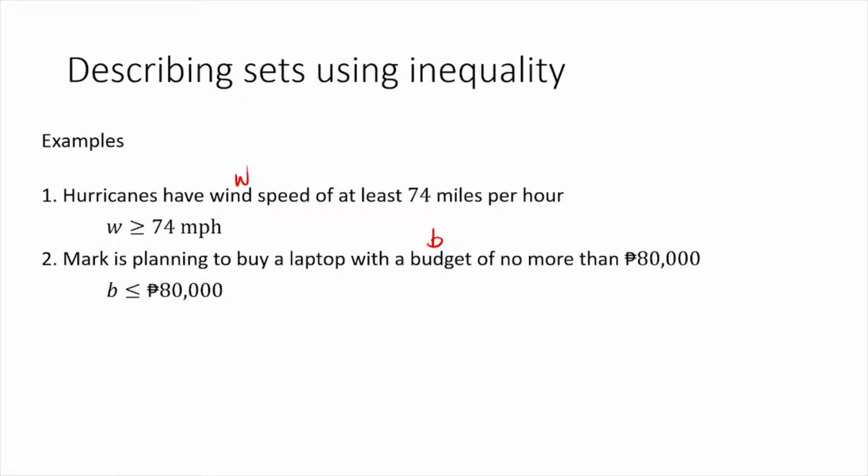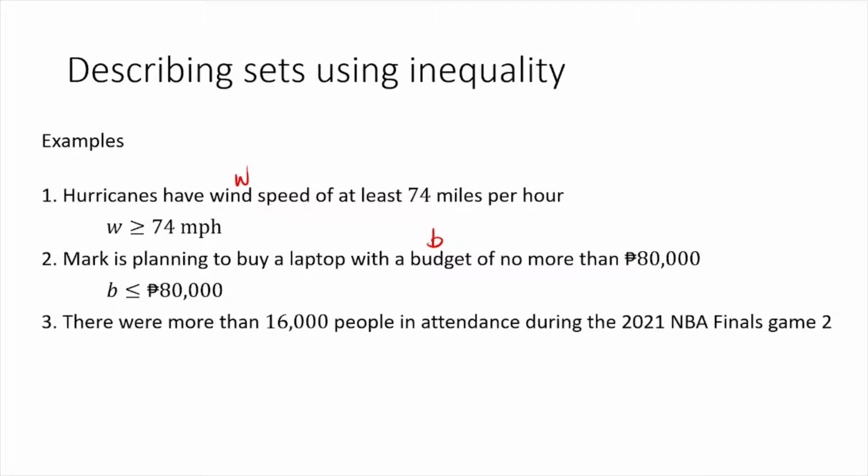Okay, and then lastly, we have number 3. There were more than 16,000 people in attendance during the 2021 NBA Finals Game 2. So we simply say, for example, if we denote the attendance as A, so we simply say A is greater than 16,000 people, right?